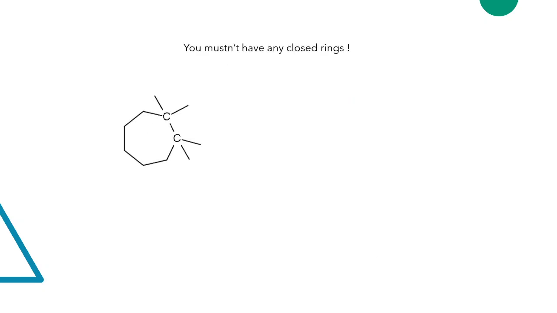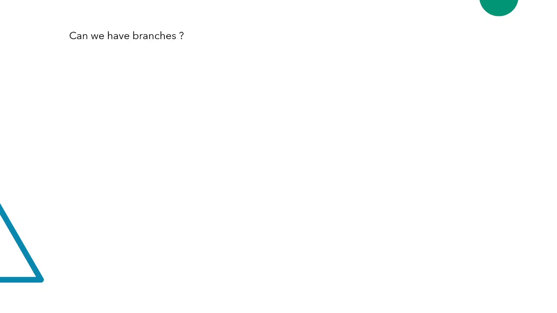Also, you can't have any closed rings, because if you have a closed ring like this, here you can break this and you can have 2 more hydrogens, right? So no closed rings also. Can you have branches?